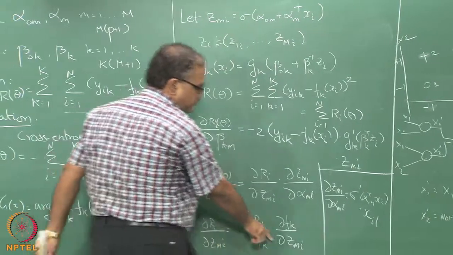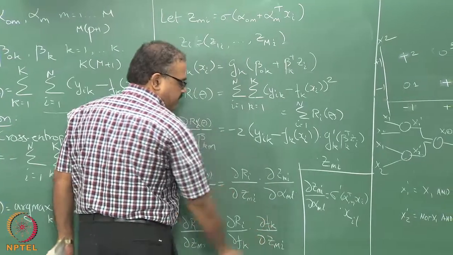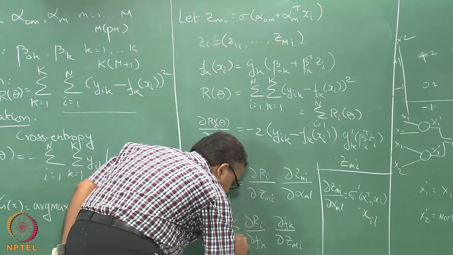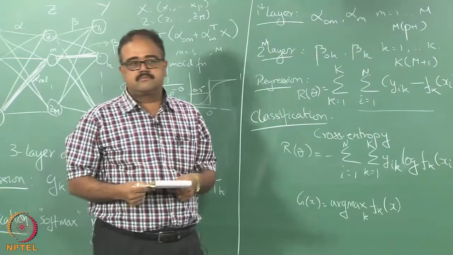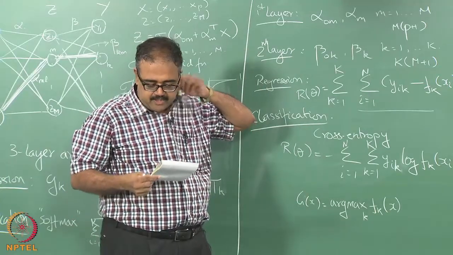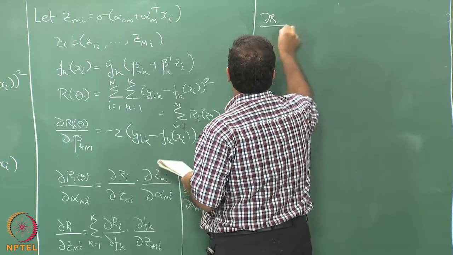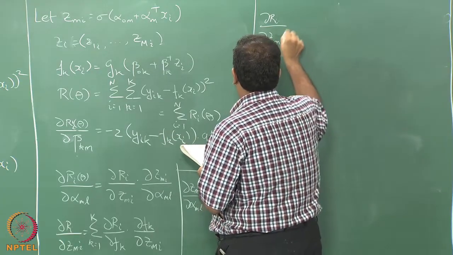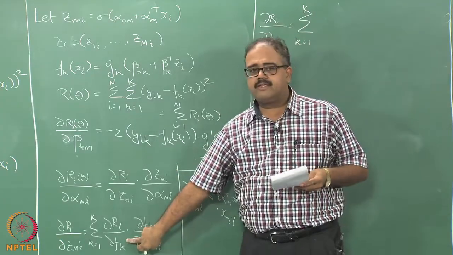right. So, z_m can affect R_i through f_k, right. So, the derivative of f_k with respect to z_m and the derivative of R_i with respect to f_k, that is a chain rule again. So, I have to do this over all k because I can have multiple paths of reaching the output. Okay. So, what is ∂R_i/∂f_k?